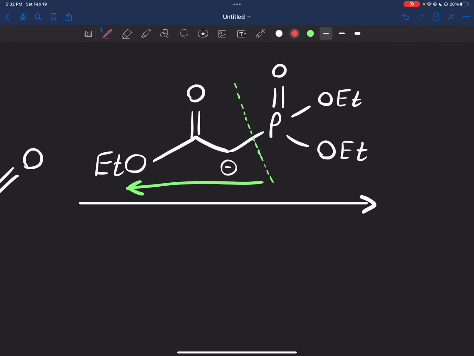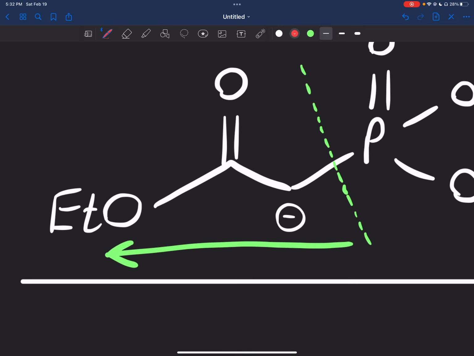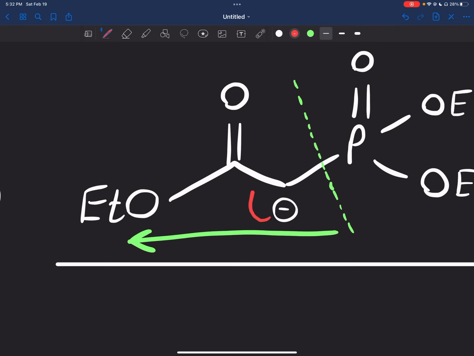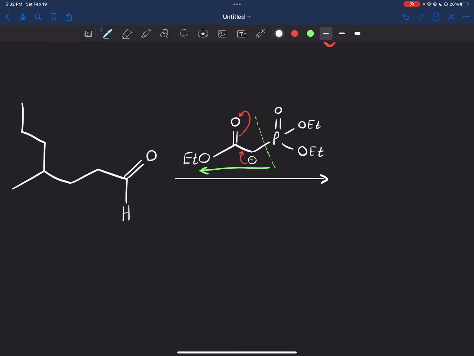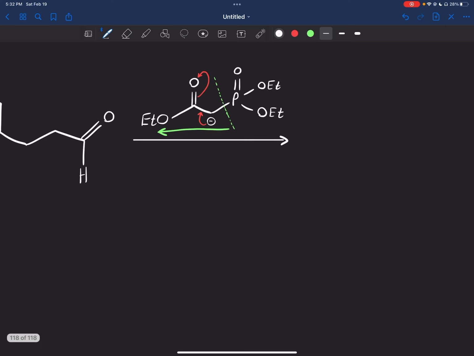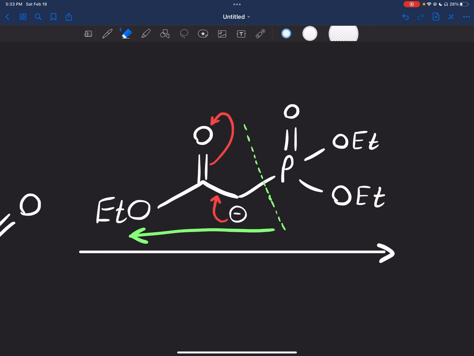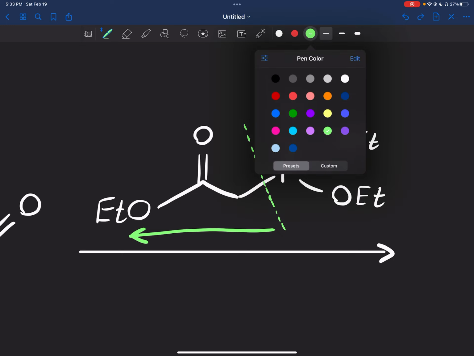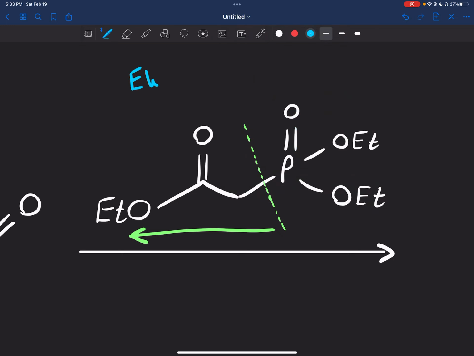Well, if you don't know off the top of your head, don't worry about that. If you know resonance, you can always figure this stuff out. That negative can drop down here, pushing this bond up. In other words, that group is taking the negative further from the phosphorus to create this compound. So by taking electrons, it's an electron withdrawing group.